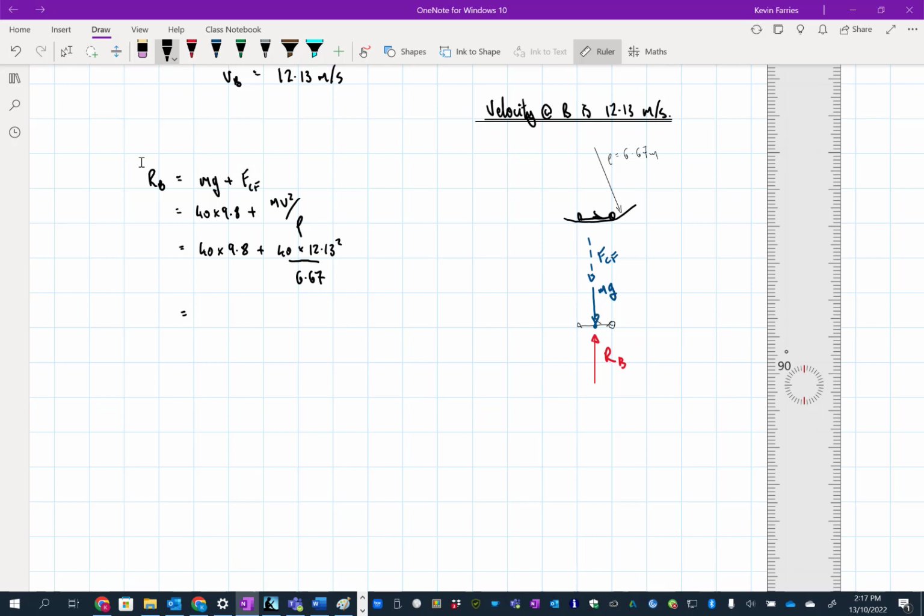So therefore we're going to have 40 times 9.81 plus 40 times 12.13 squared divided by 6.67, which is equal to 1275 newtons. Just quite a lot, so that's like 127 kilos. If we're just doing approximately, 127 kilos would be the equivalent weight. Yes, it's the equivalent weight that boy would feel.